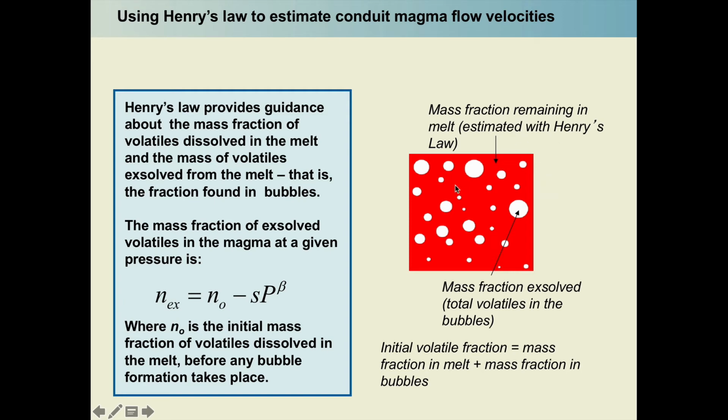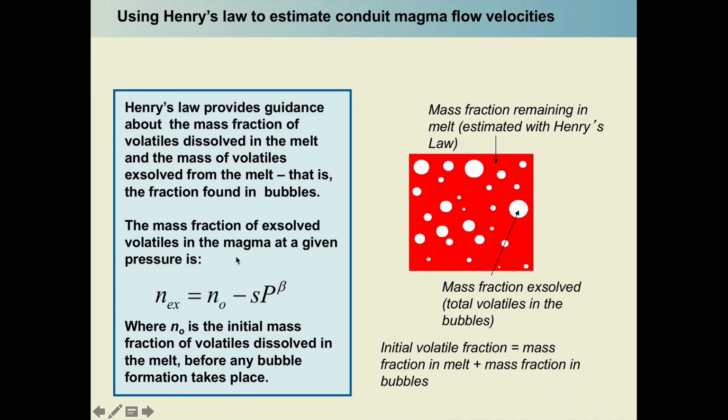That means that the mass fraction of volatiles dissolved in the melt is going to be estimated using Henry's law. And then you have a mass fraction of exsolved volatiles that have already entered the bubbles. And you're going to do a mass balance to try to figure out what that is. So the initial volatile fraction is equal to the mass fraction dissolved in the melt, which you're going to determine using Henry's law, plus the mass fraction that is exsolved into the bubbles.